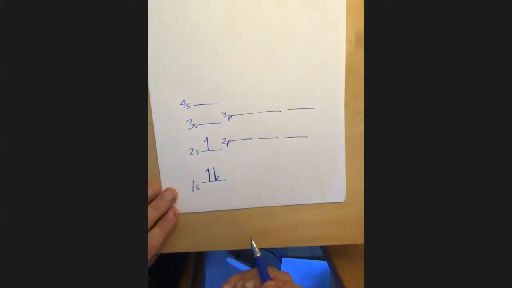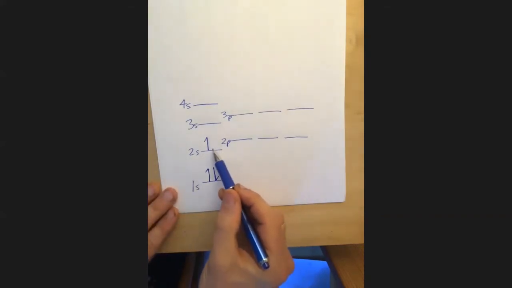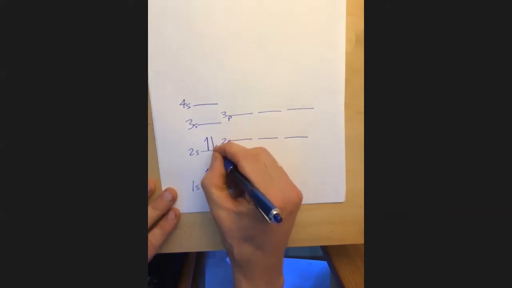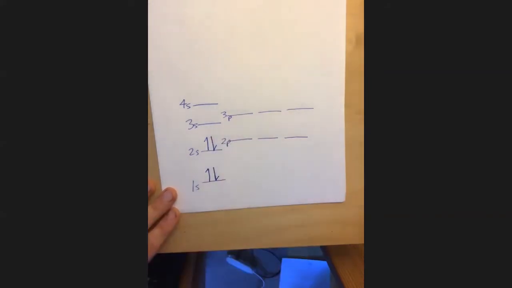So Aufbau principle says the electron goes into the lowest orbital available. Well, here it is. There's an orbital here that's available. And Pauli exclusion principle says they can't have the same 4 quantum numbers, and so we have to put it in what seems the easiest way of saying spin down.